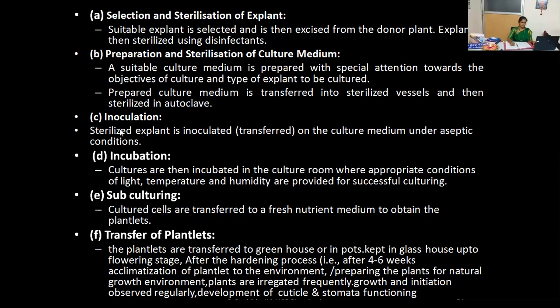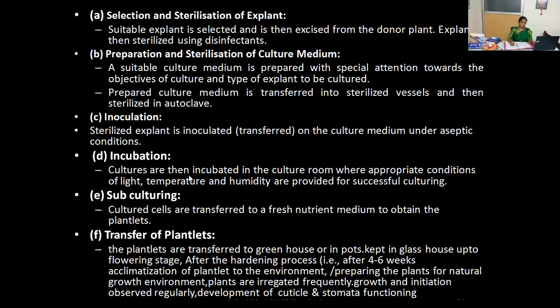Sterilized explant, sterilized means the pre-treatment we did here. That pre-treated explant is inoculated or transferred onto the suitable culture medium under aseptic conditions in the laminar airflow cabinet, by switching on the HEPA filter and the ordinary tube light. Then coming to the incubation.